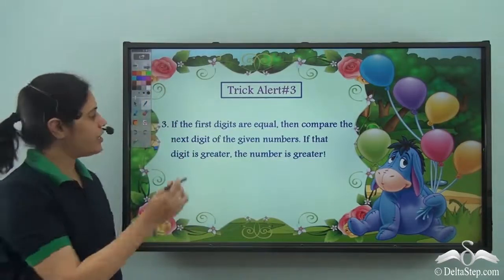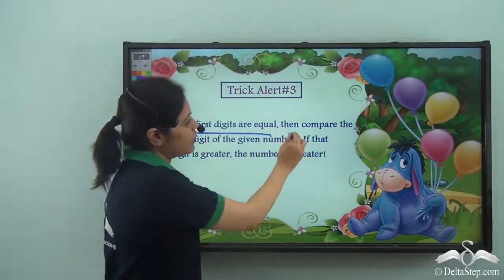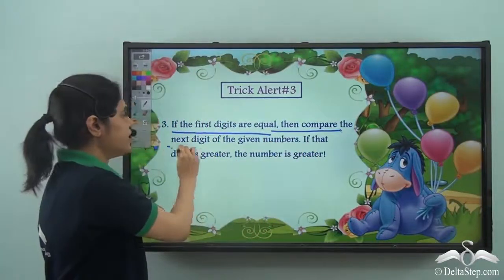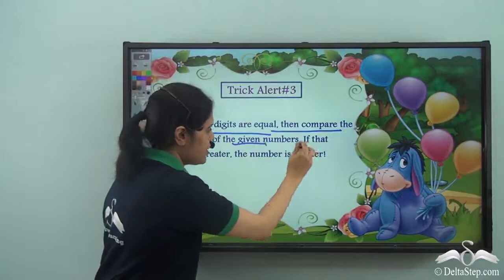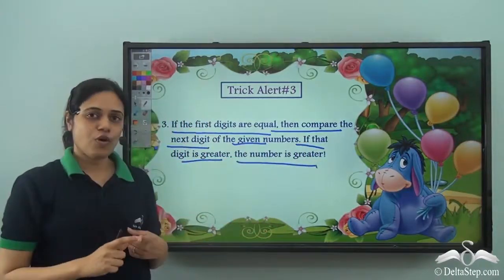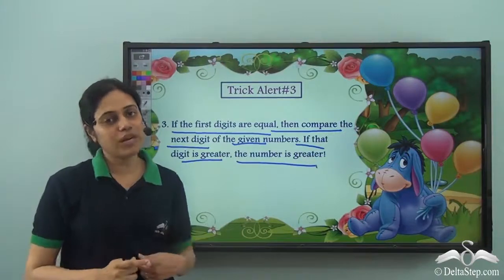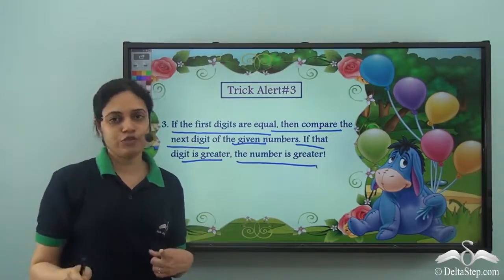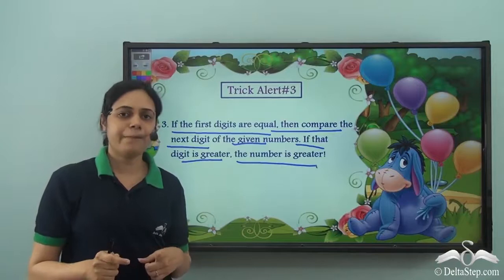The third trick is if the first digits are equal, then compare the next digit of the given numbers. If that digit is greater, the number is greater. So if the first digits of the two numbers are equal, we move to the next digit and compare them.